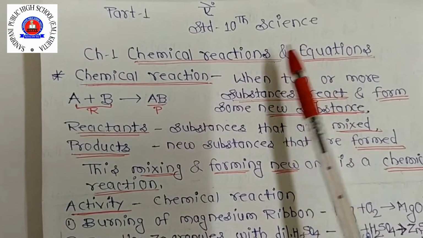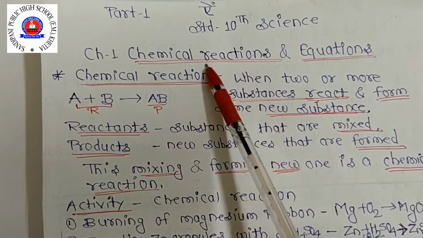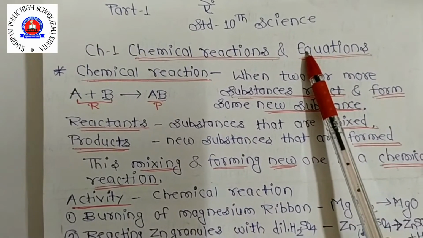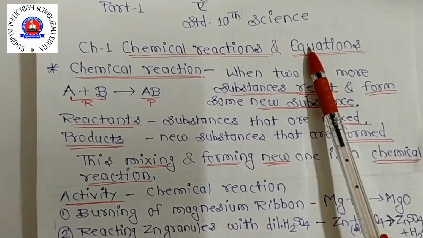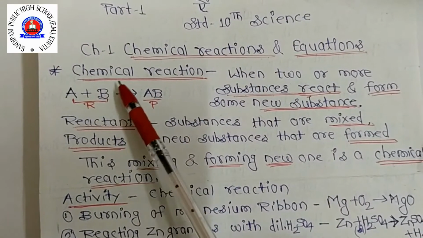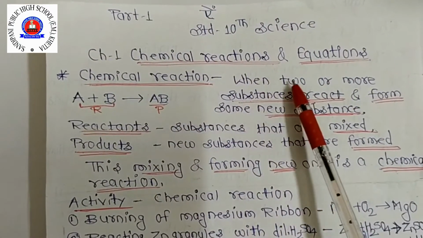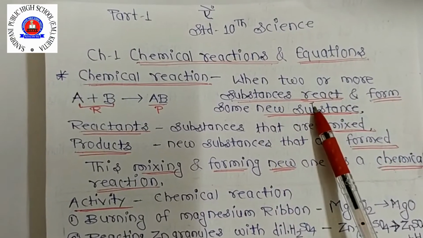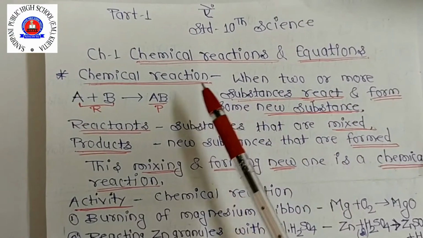And equation means what? We have to represent this chemical reaction in symbolic form with some information, that is called the chemical equation. Now come to the first topic, chemical reaction. When two or more substances react and form some new substance, that is called a chemical reaction.